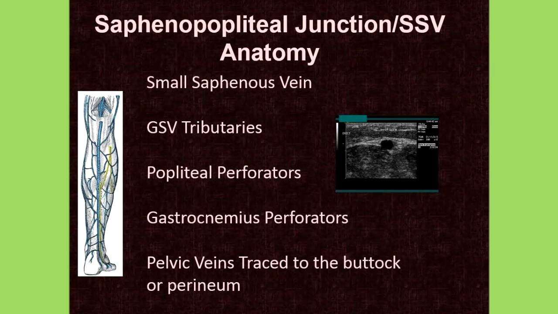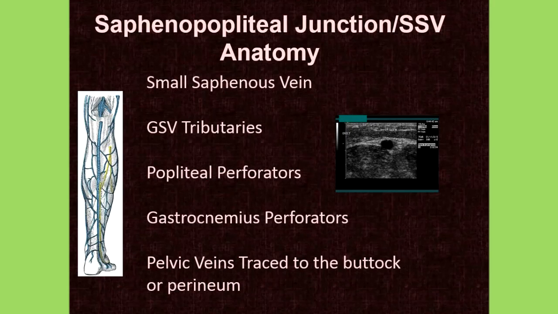Saphenopopliteal junction includes all of these. The saphenous vein, you can see that. Small saphenous vein, that's the image on the right-hand side. The great saphenous tributaries that can drain into the small saphenous. Popliteal perforators are not uncommon, and gastroc perforators are very common. And pelvic veins, you can trace sometimes pelvic veins all the way from the buttocks down to the small saphenous vein, causing reflux into that distal small saphenous vein.